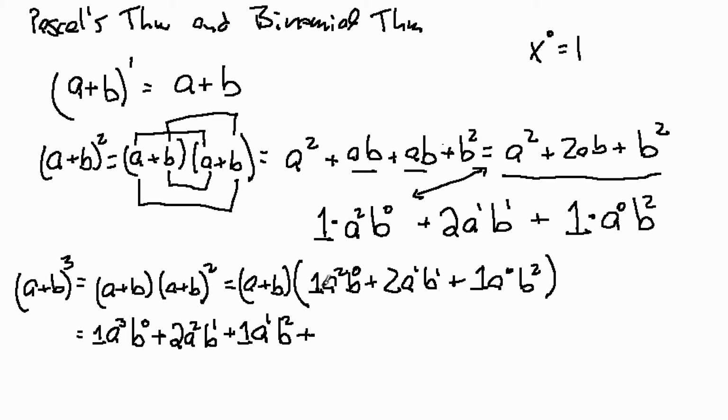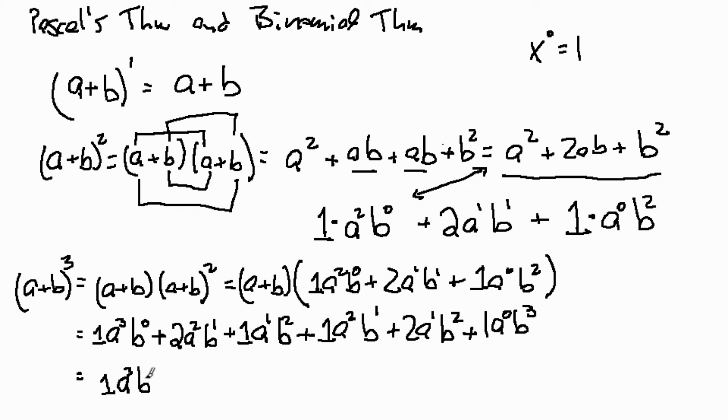And now I'm going to multiply the b's times all of these. So I get plus 1 a squared b to the first plus 2 a to the first b squared plus 1 a to the 0 b to the third. So let's come over here and collect these terms. So this is going to equal 1 times a to the third b to the 0.